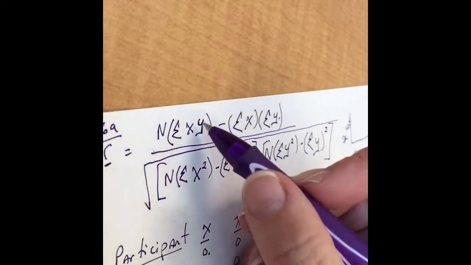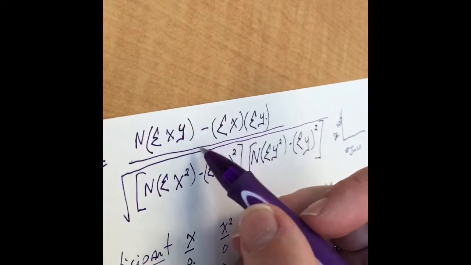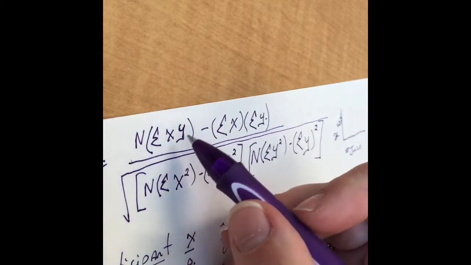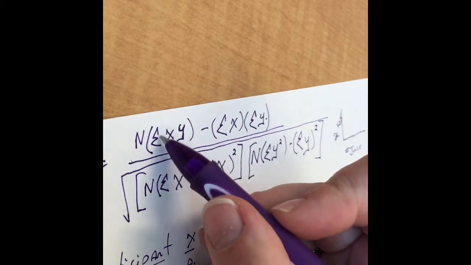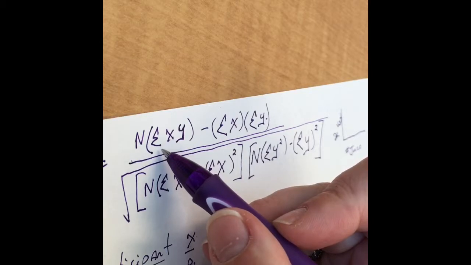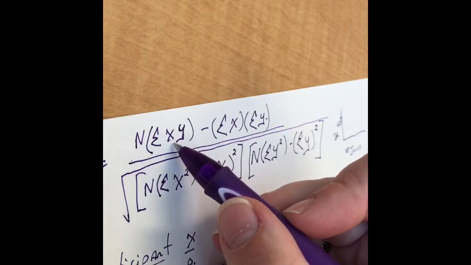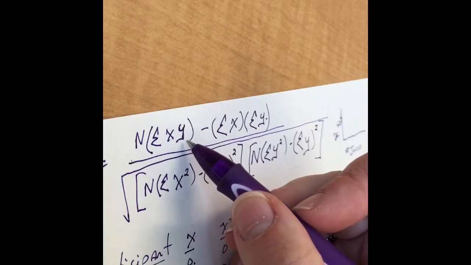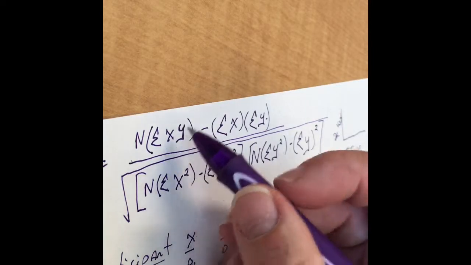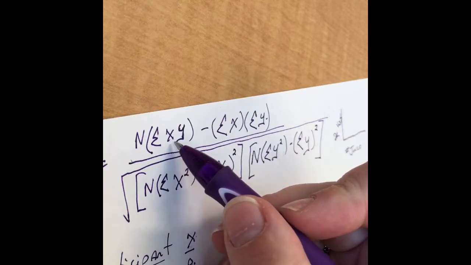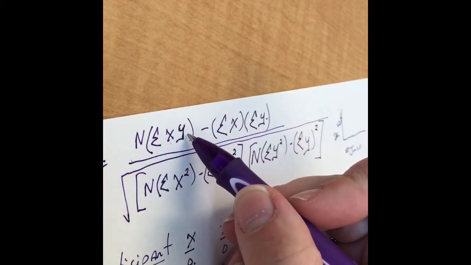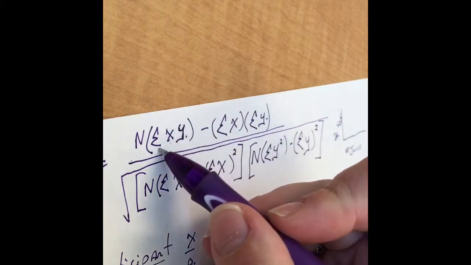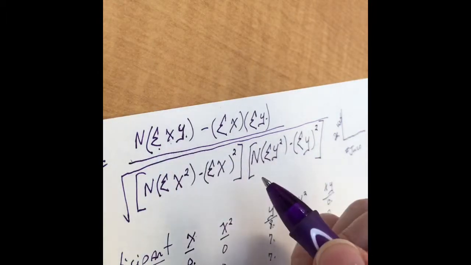Okay, so let's go back up here and just look at what's in these parentheses. This weird little symbol means the sum of. So it doesn't mean that I just take the sum of the x's and multiply them by the sum of the y's. No. What this is telling you is you want each raw data of x multiplied by each raw data of y, and then you add all of those up.